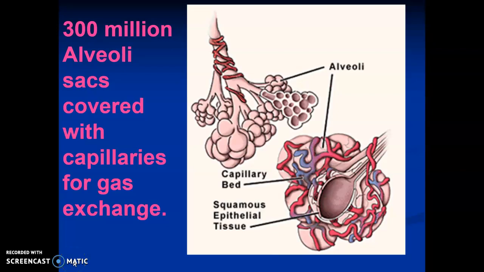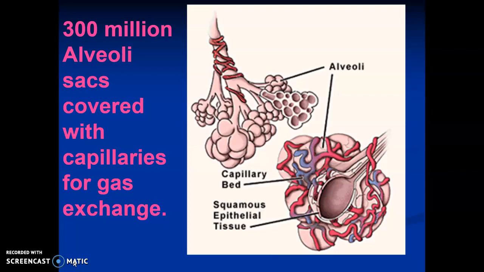So remember, there are 300 million alveoli sacs that are basically simple squamous epithelium, very thin, lined with capillaries, which are also made of simple squamous epithelium. So there's 2 cells thick between the capillary and the alveoli. So most gas exchange takes place at capillaries and alveoli.